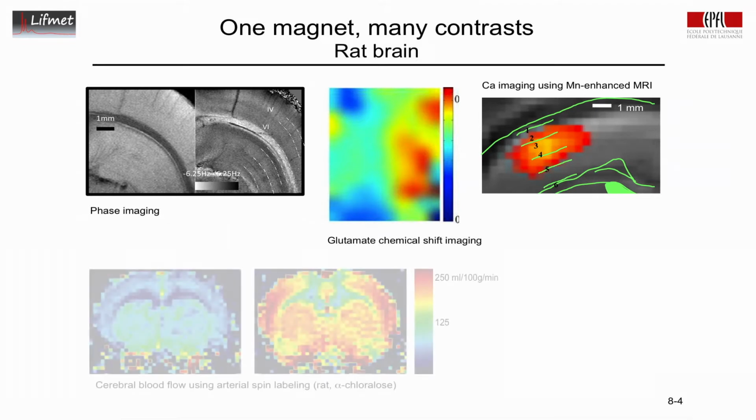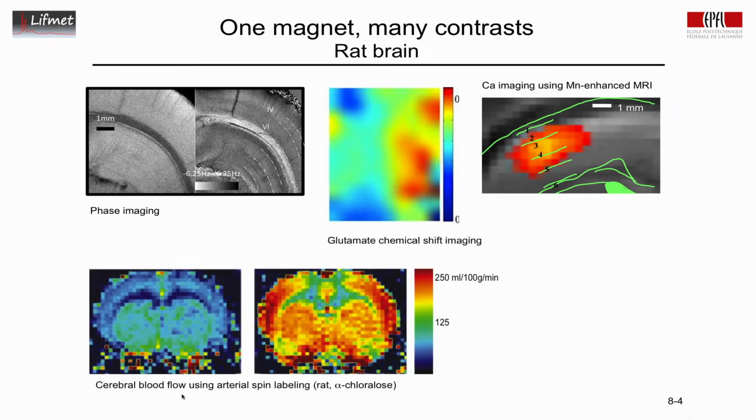Or here is finally an example of quantifying cerebral blood flow in the brain using a technique called arterial spin labeling. This is in an animal anesthetized with alpha chloralose. This is a normal animal, and this is an animal subjected to hypoglycemia, that is, low blood sugar. So also here, not only in the human brain but also in the animal brain, we have many different contrasts that we can obtain, all with the same scanner, giving different depictions of what is going on. And these are just the examples for the brain. This, of course, holds true for all the other organs as well.